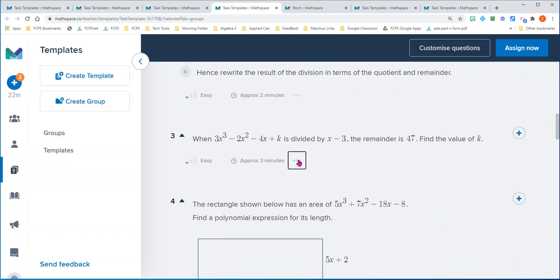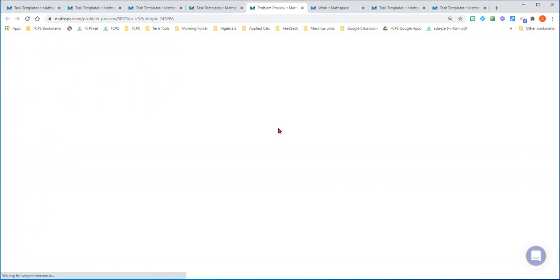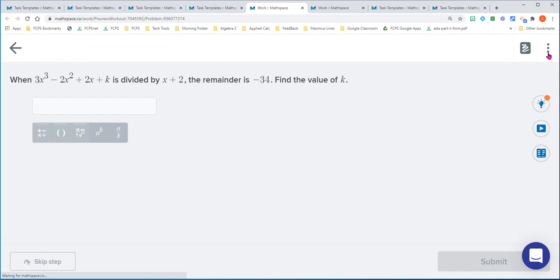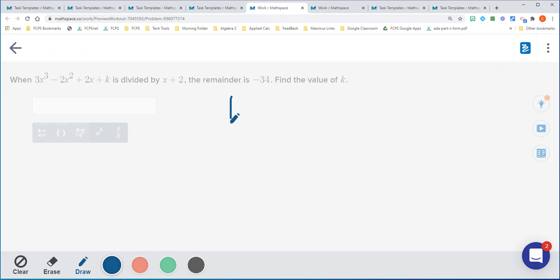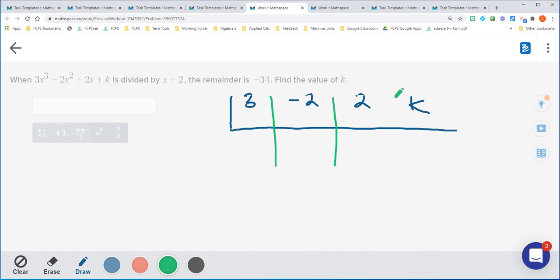Okay, let's try this one because I know a lot of people had a question about it. So the only thing I do know is 3, negative 2, 2. Okay. All right, I'm just going to make my columns. Okay, and I know that this is the remainder, and I know this and this. Okay, so I'm set up. So now I'm actually going to try to do the problem.